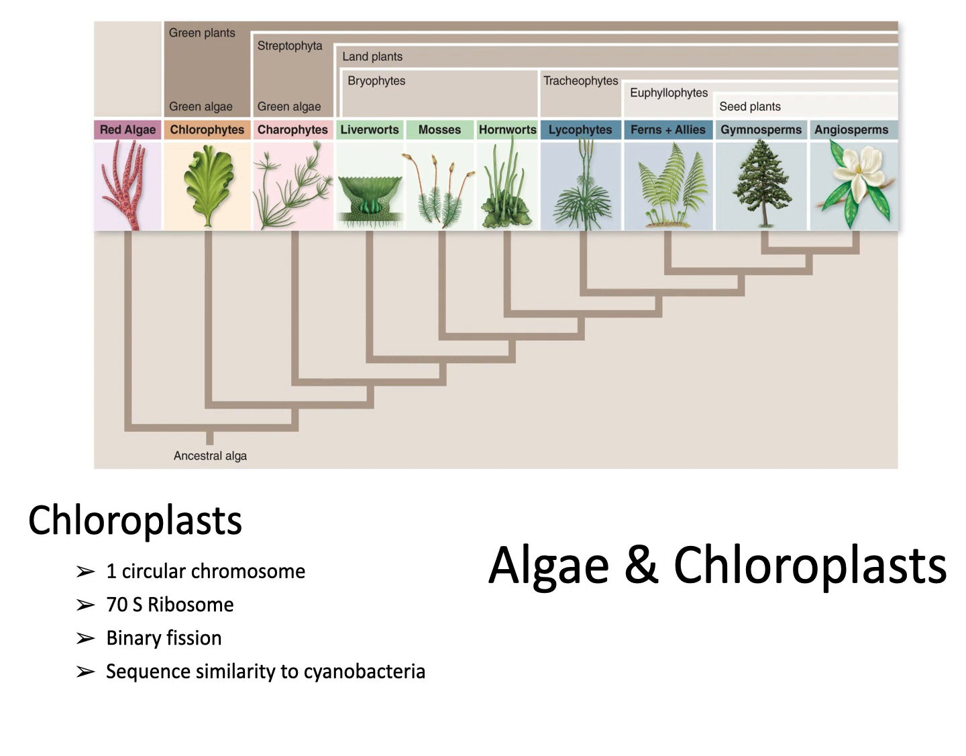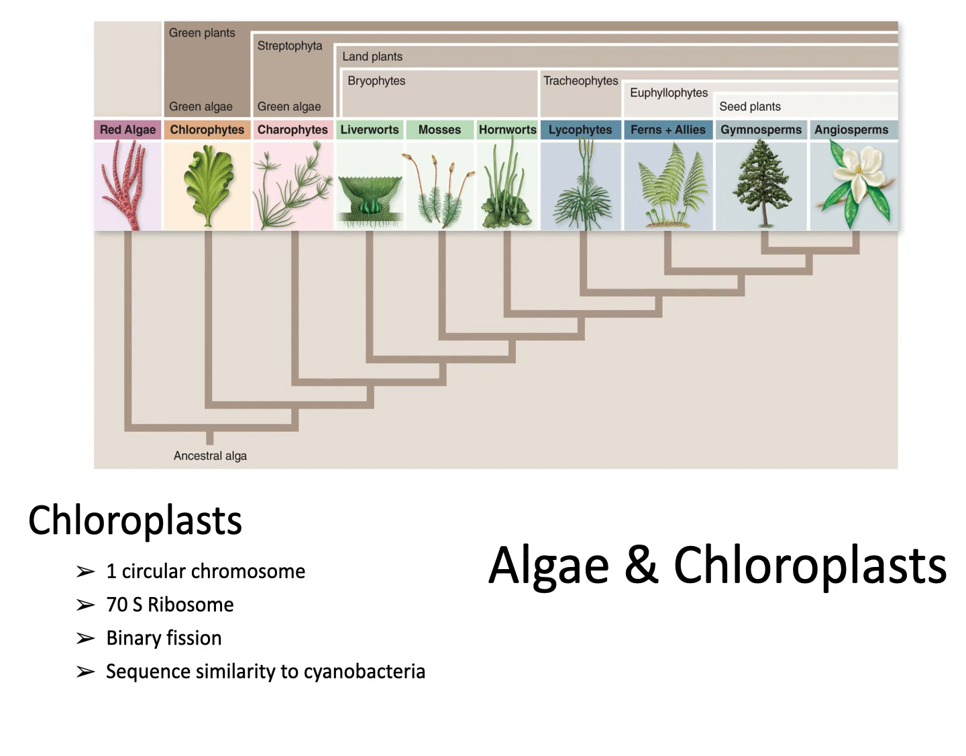And like the green algae, they don't have roots, don't use conductive tissues, but they do have chloroplasts. And they have the same pigments for photosynthesis that you find in the green algae. That's chlorophyll A, chlorophyll B, and they have the same accessory pigments, the carotenoids. The chloroplasts generally look the same. They have one circular chromosome, 70S ribosomes. They reproduce by binary fission, and they show sequence similarity to the cyanobacteria.